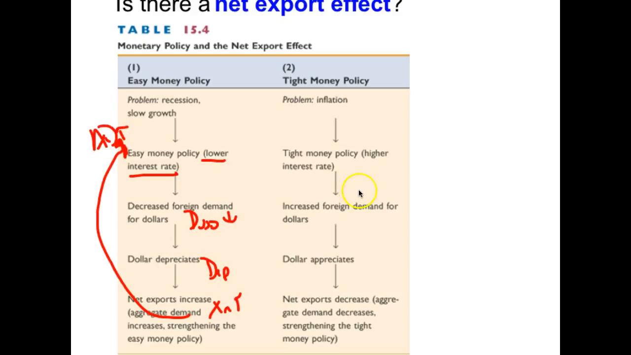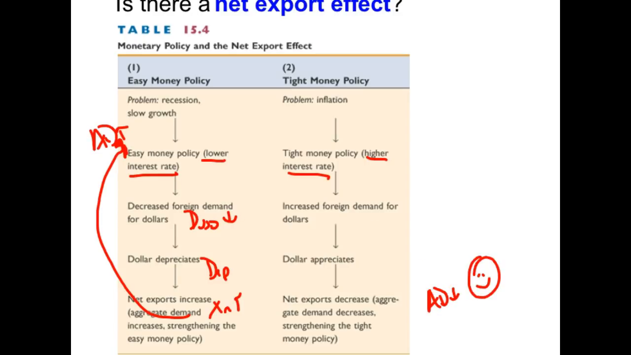And same with tight money policies. If you are fighting inflation, that tight money policy causes higher interest rates, unlike the fiscal policy. It causes increased demand for the dollar, appreciation, and a decrease in net exports, which causes aggregate demand to go down, which is favorable. That is what we wanted.